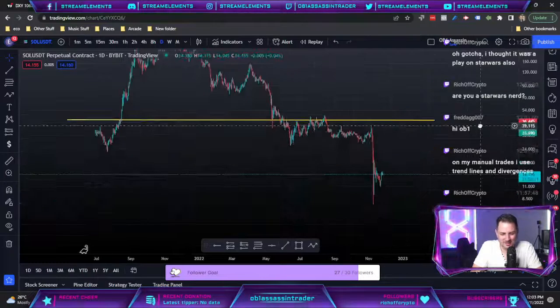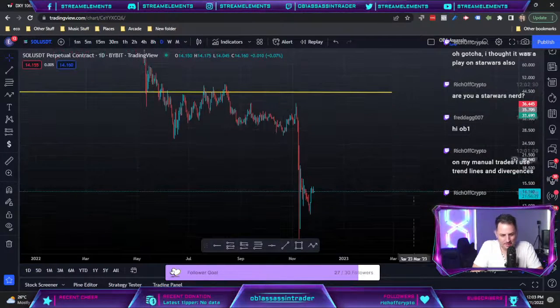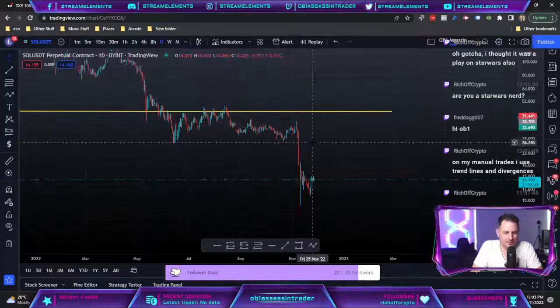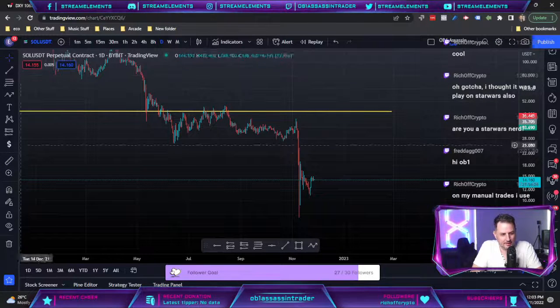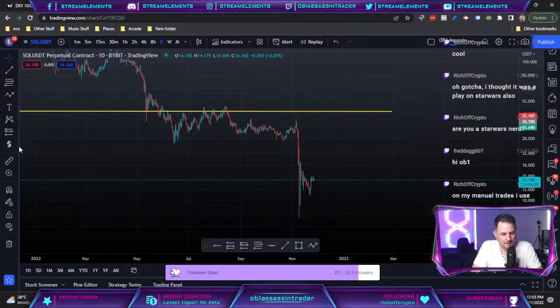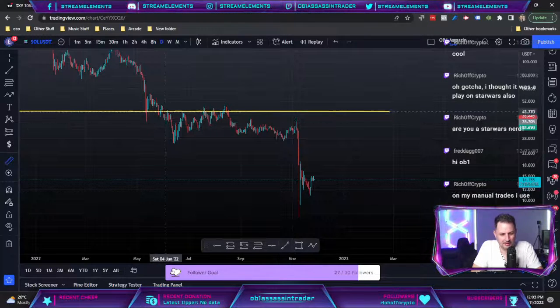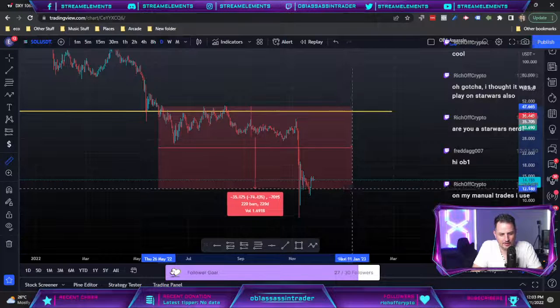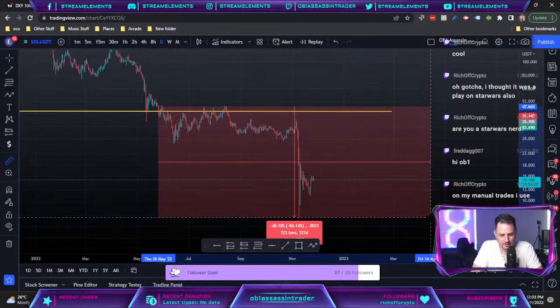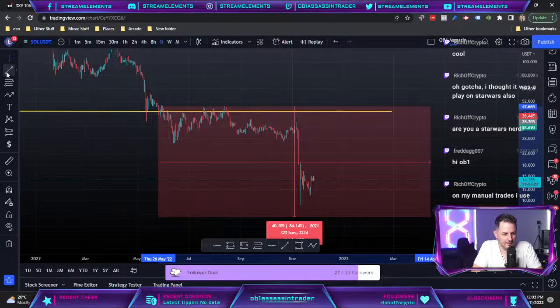Looking at this chart here, we are in discounted prices on Solana. So we should be looking for longs for sure. And even looking at where we are right now, looking at this current price structure here, I'll draw another line.